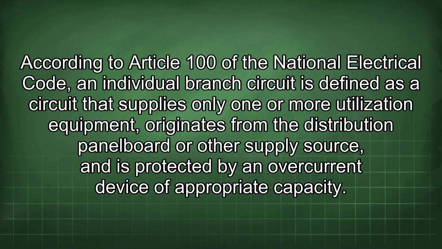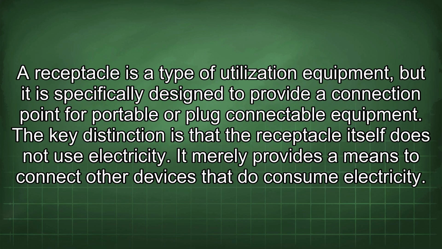According to Article 100 of the National Electrical Code, an individual branch circuit is defined as a circuit that supplies only one or more utilization equipment, originates from the distribution panel board or other supply source, and is protected by an overcurrent device of appropriate capacity. A receptacle is a type of utilization equipment, but it is specifically designed to provide a connection point for portable or plug-connectable equipment. The key distinction is that the receptacle itself does not use electricity. It merely provides a means to connect other devices that do consume electricity.